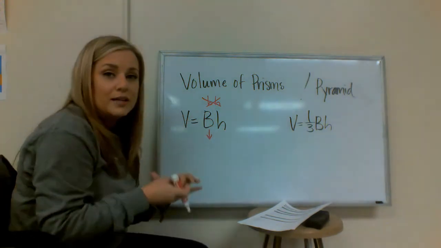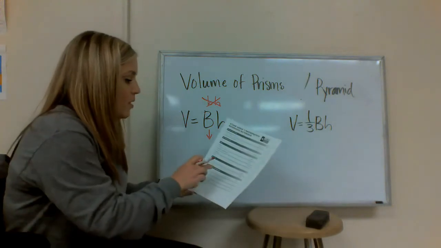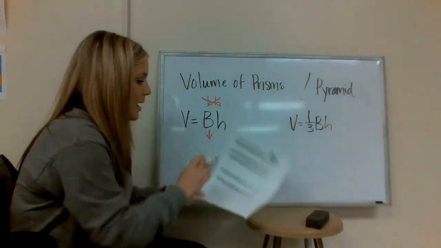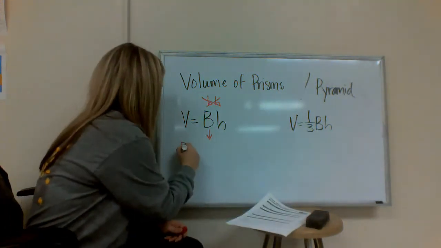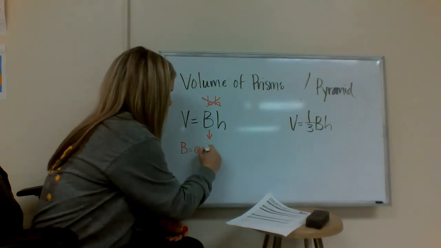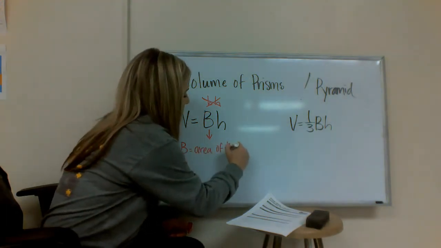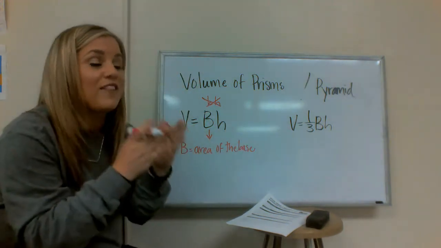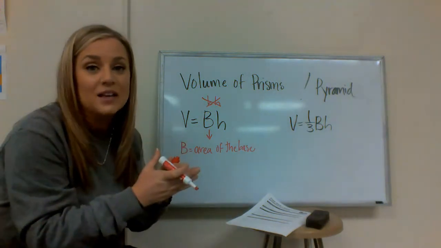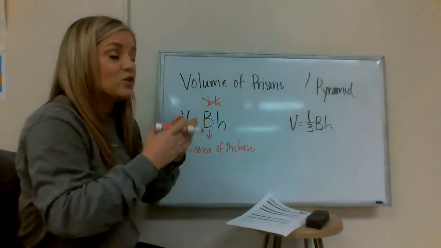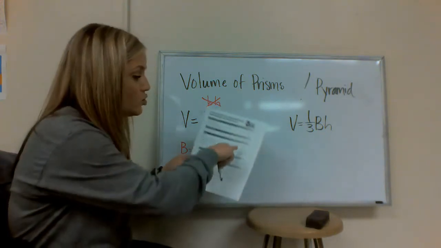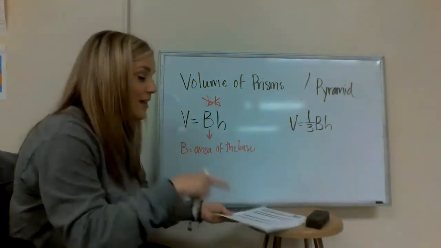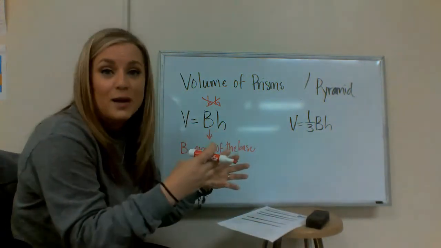So what I want you to do is write on your formula chart over here on the side where it says prism, write capital B. I want you to write capital B equals area of the base, okay? Because a capital B means you're going to find the area of whatever that base is, okay? If that base is a triangle, you're going to have to go back up here to triangle and you're going to have to do area of a triangle, okay? You have to find the area of whatever base that is.